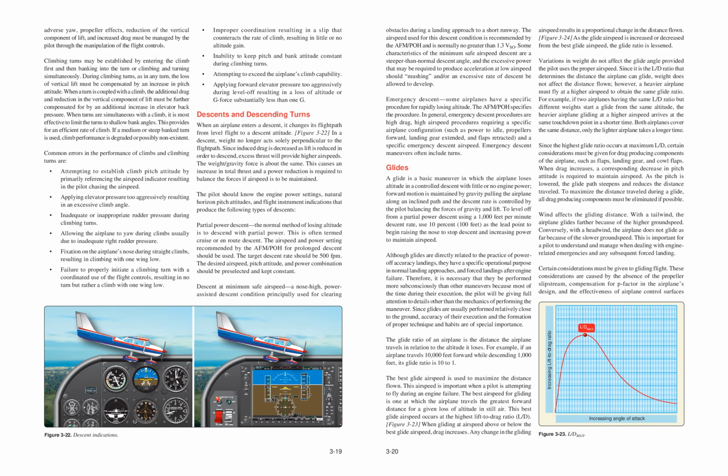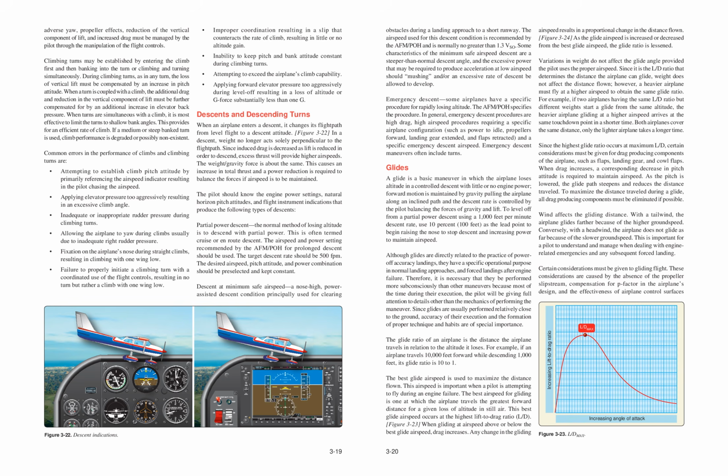Variations in weight do not affect the glide angle provided the pilot uses the proper airspeed. Since it is the L/D ratio that determines the distance the airplane can glide, weight does not affect the distance flown. However, a heavier airplane must fly at a higher airspeed to obtain the same glide ratio. For example, if two airplanes having the same L/D ratio but different weights start a glide from the same altitude, the heavier airplane gliding at a higher airspeed arrives at the same touchdown point in a shorter time. Both airplanes cover the same distance, only the lighter airplane takes a longer time.